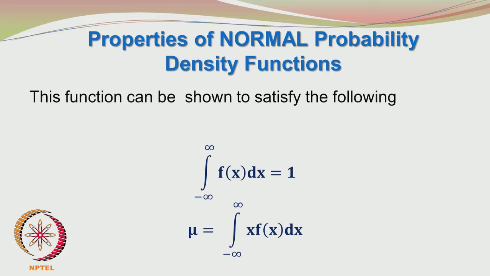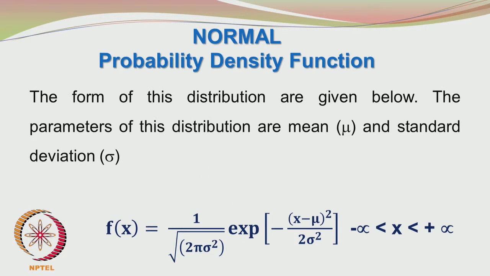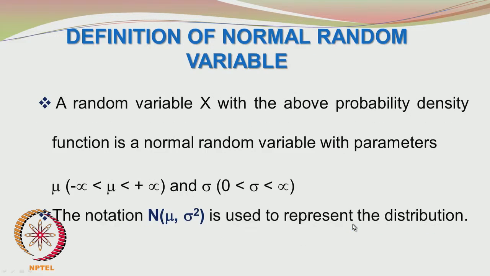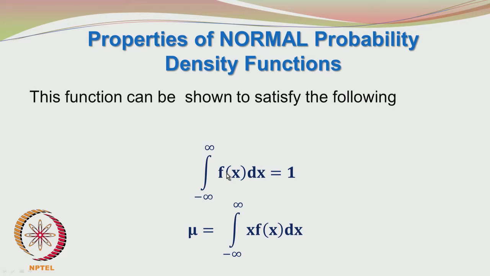As any other probability density function, the normal distribution should satisfy the condition integral from minus infinity to plus infinity of f of x dx is equal to 1. In other words, if you take this expression for f of x into the integral and carry out the integration, fortunately the integration can be carried out analytically, you will find that the value is equal to 1 after the application of the limits.